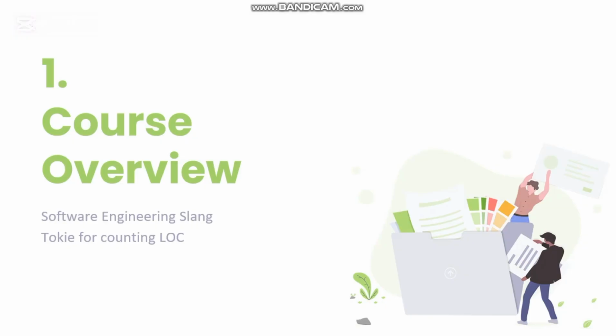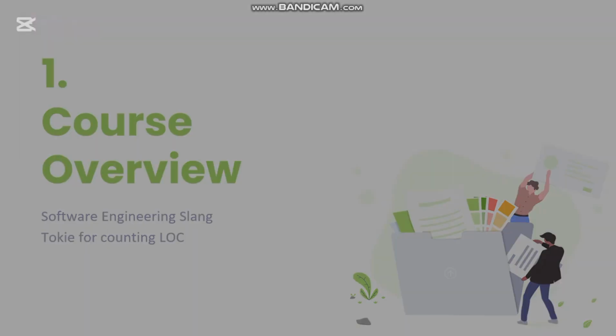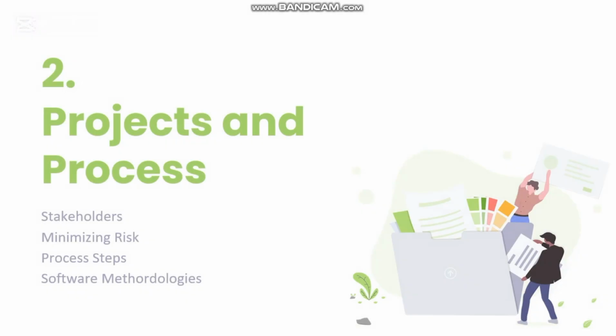Now, course overview. The first lecture was all about course overview. Here we saw the software engineering slang terms and also Tokei, which is a tool for counting lines of code. Then the second lecture is all about projects and processes.